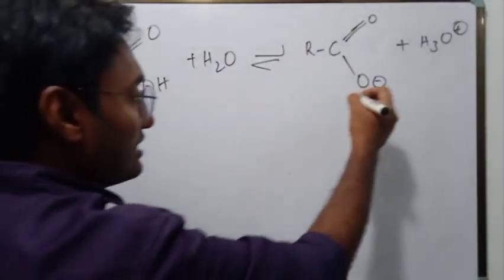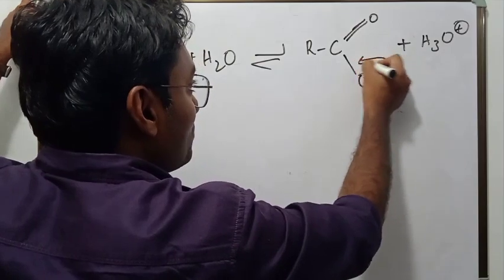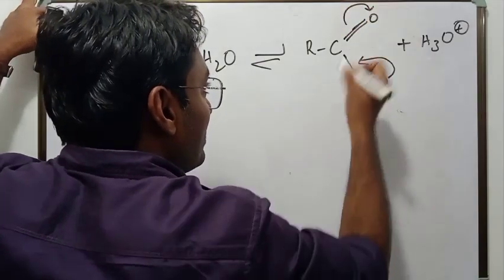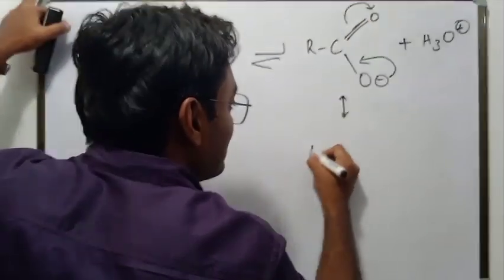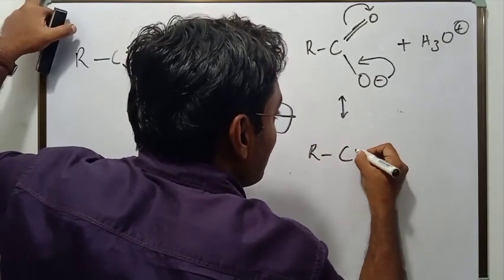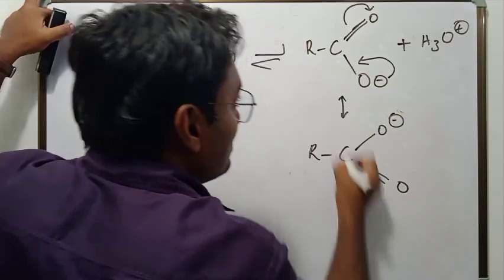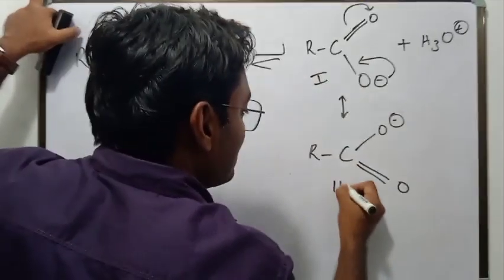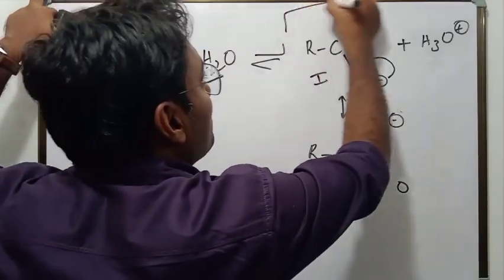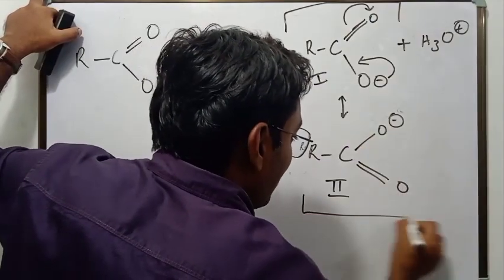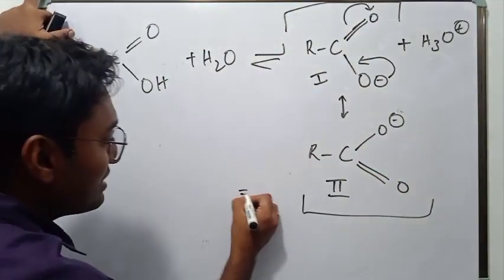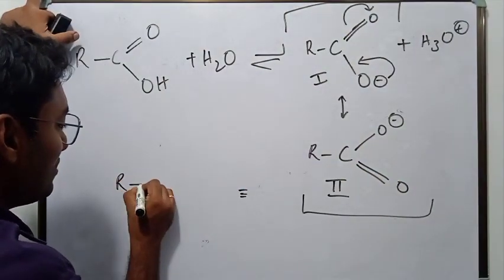Another case can occur when this can go here and this can go here, and what you get here is this. Correct? So this is resonating structure 1, this is resonating structure 2. Let me put it in bracket. Can we draw the resonance hybrid structure for these? This looks like this.